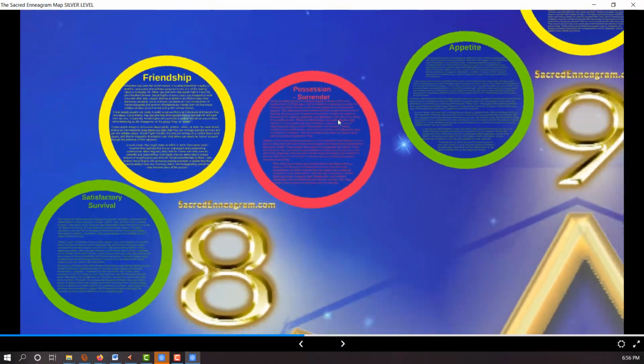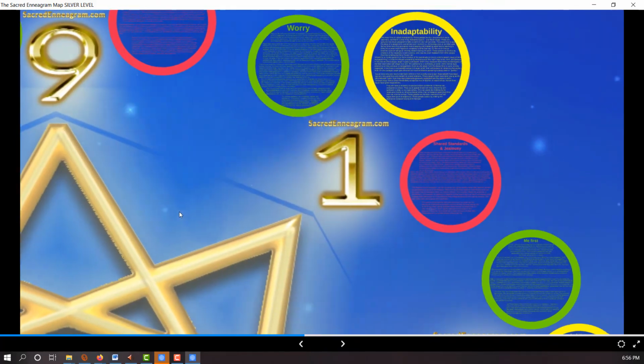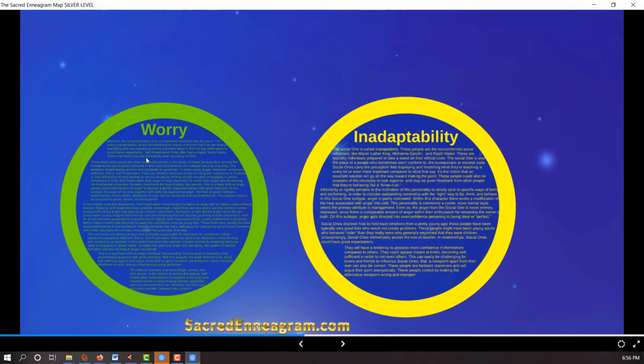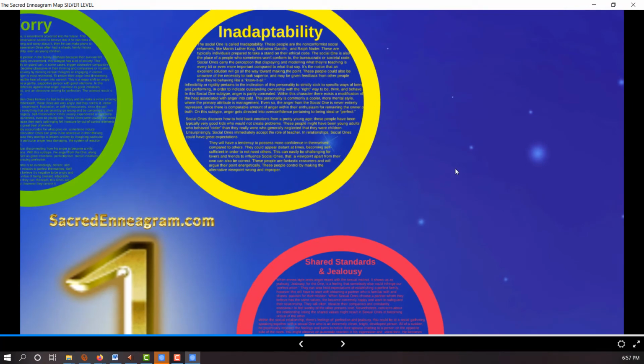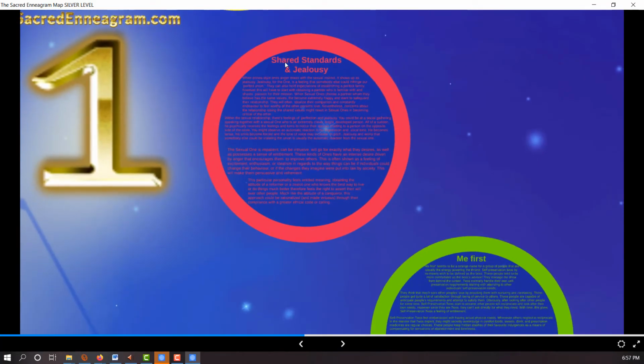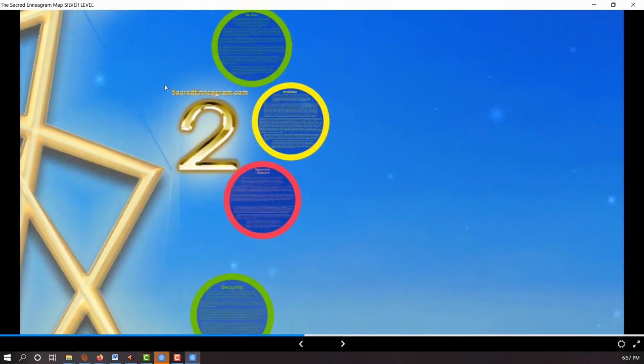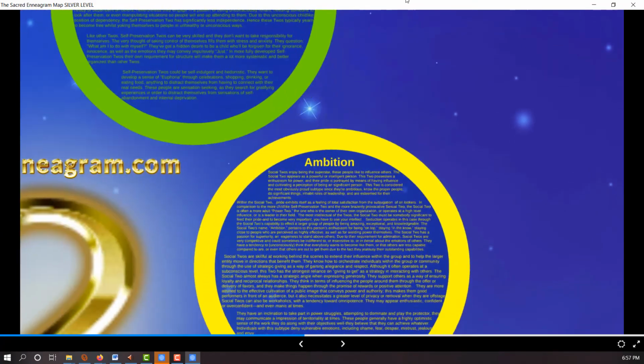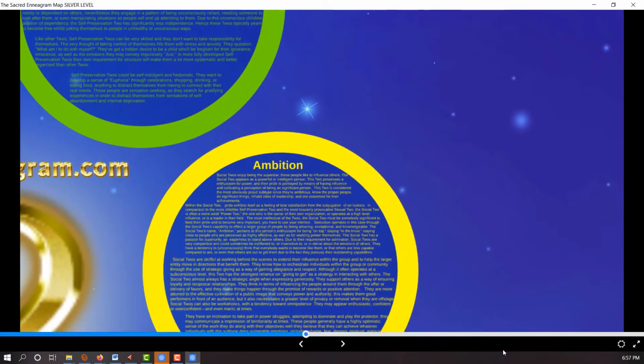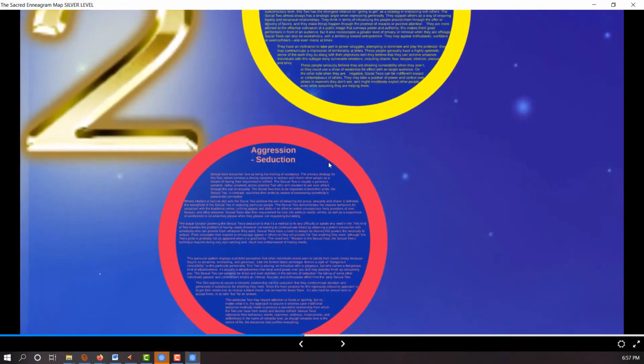We can quickly move around. Here we have Enneagram Type 1 with their self-preservation instinct of worry, or their social instinct of inadaptability, or their sexual instinct of shared standards and jealousy. And here we have Enneagram Type 2. Their self-preservation is me first. Their social instinct is ambition. And their sexual instinct is aggression and seduction.